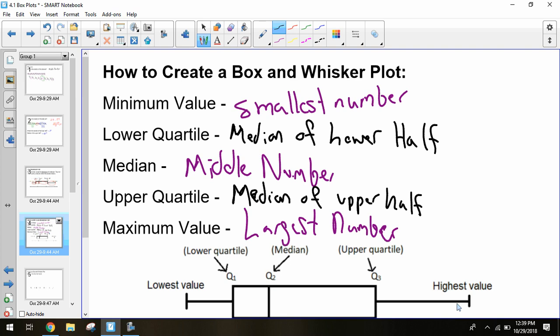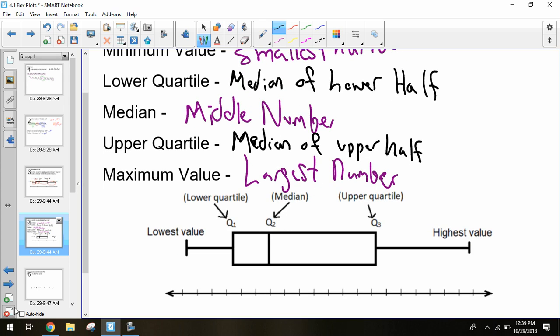So if you can find these 5 numbers, each of these will be a number, we can set them on a number line, and we can then draw our box plot from there, and that can help us determine what is the spread of this data.